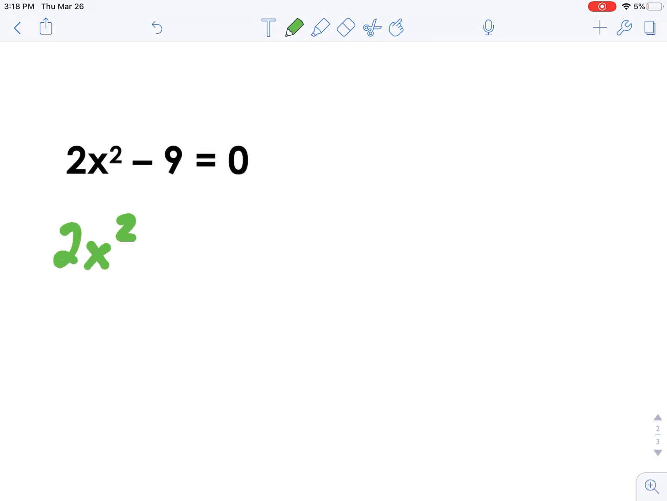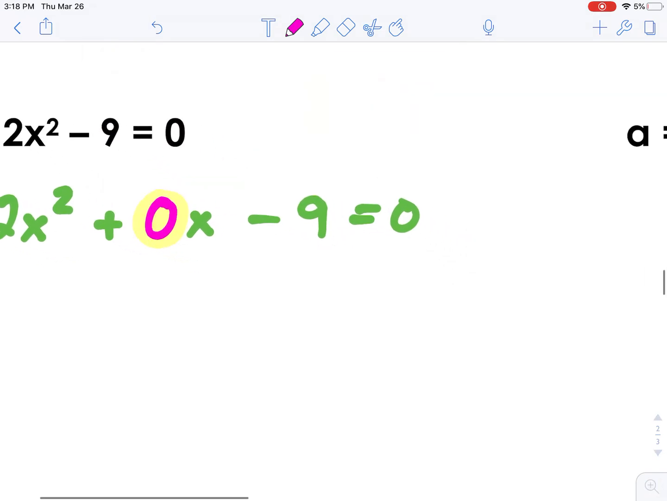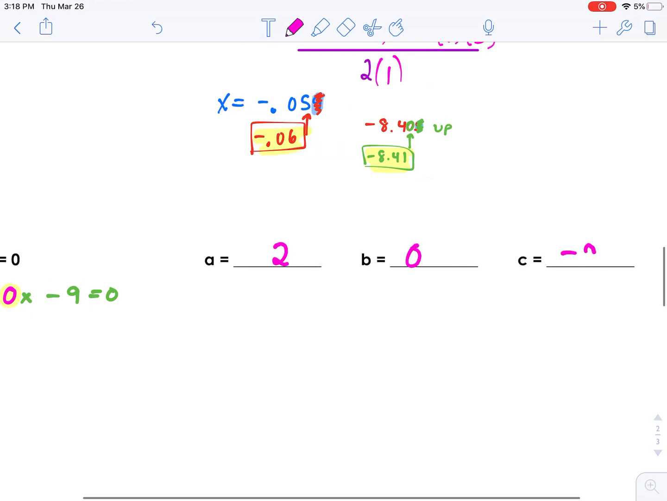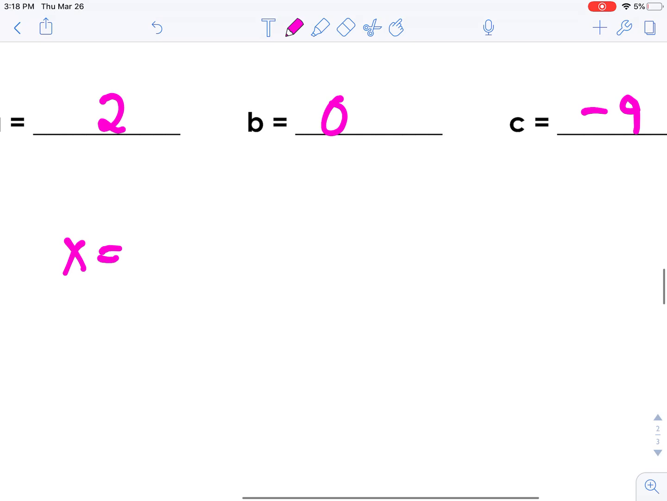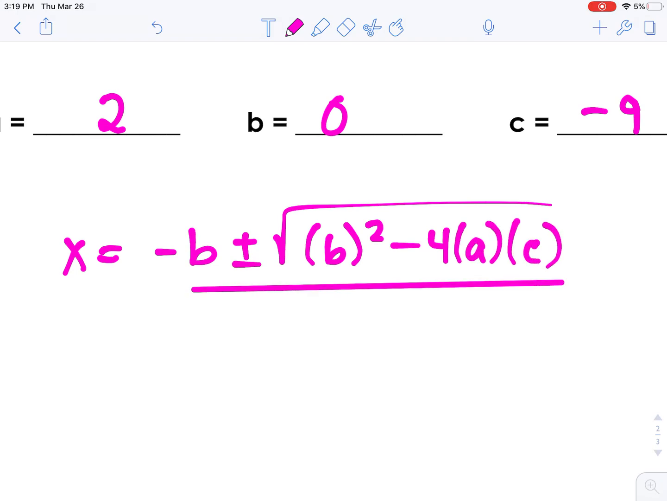This next one, remember that missing placeholder. We're missing our x term. If we're missing our x term, what do we put as our coefficient? That coefficient is going to be 0. So 2, 0, and negative 9. Now we're going to plug into our formula. I'm going to ask you guys to pause the video and see if you're able to plug it in yourself. If you want, you can always go ahead and write the formula first, giving yourself practice.